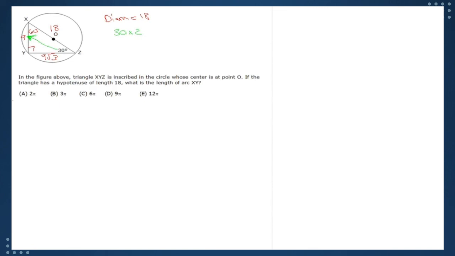But you can memorize if you double the inscribed angle, set it over 360, then you do the same thing. We care about arc, we'll call x, over the circumference, since the diameter is 18. Circumference is 18 pi. We know that 30 times 2 is, of course, 60, so we end up getting 1/6. We get 1/6 equals x over 18 pi. 6x equals 18 pi. x is pi, there's your answer.